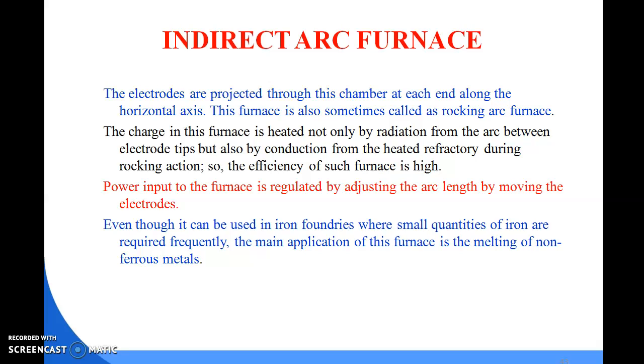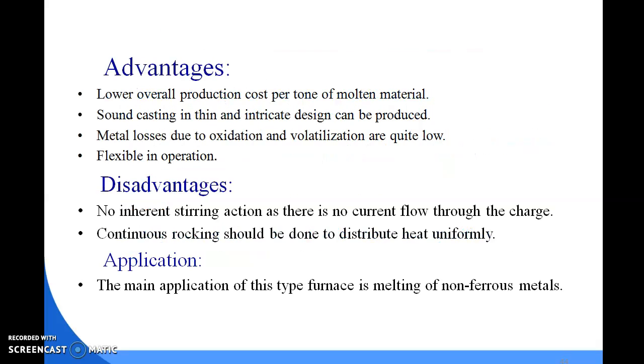Even though it can be used in iron foundries where small quantities of iron are required frequently, the main application of this furnace is the melting of non-ferrous metal. This is one of the important points: this furnace is used for melting of non-ferrous metal. The indirect arc furnace can be an MCQ, a multiple choice question, in any exam. So what are the advantages, disadvantages and applications of the indirect arc furnace?